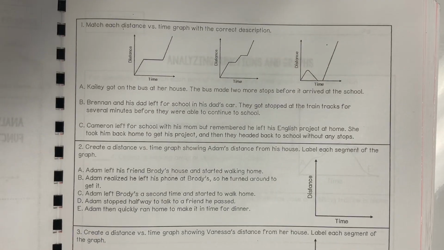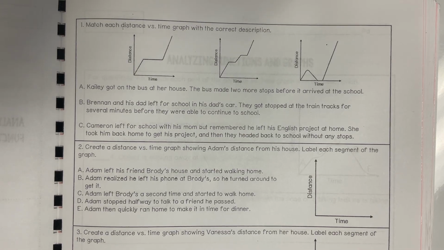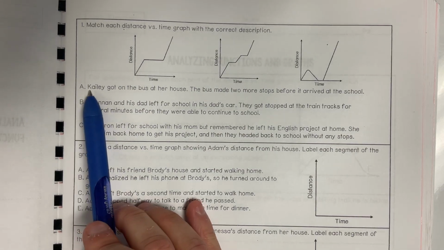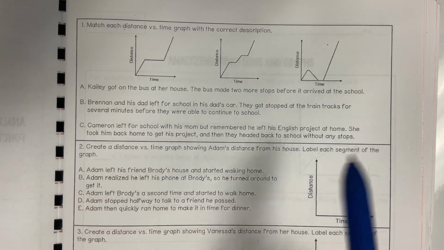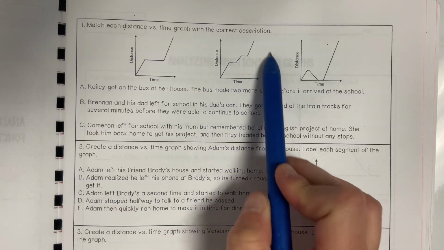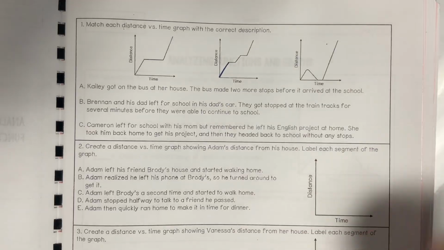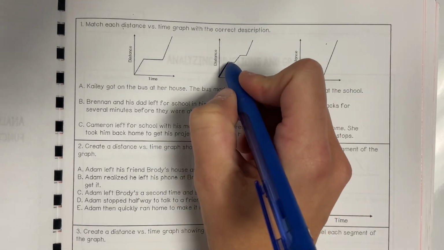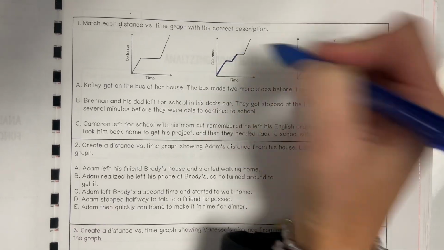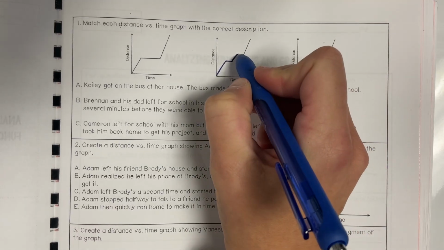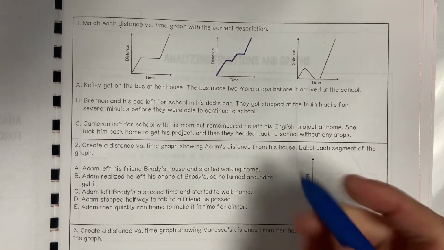For number 1, it says match each distance versus time graph with the correct description. So letter A, Kaylee got on the bus at her house. The bus made 2 more stops before it arrived at school. That's going to be represented by this middle graph because we can follow our story. Kaylee got on the bus is the first line. The straight line across represents our stop. The bus drives again. Another straight line across means it stops, and then it continues on to school.